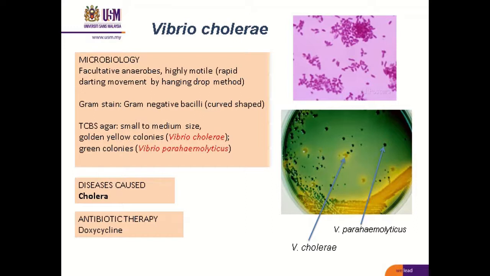On gram stain, we can see gram-negative bacilli, curved shape. And on TCBS agar, we can see small to medium-sized golden yellow colonies for Vibrio cholerae and green colonies for Vibrio parahaemolyticus. So it causes cholera, and the antibiotic of choice is doxycycline.